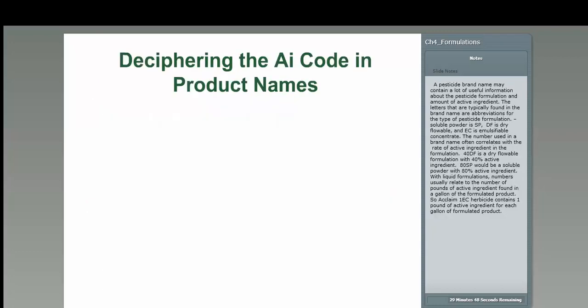A pesticide brand name may contain a lot of useful information about the pesticide formulation and amount of active ingredient. The letters that are typically found in the brand name are abbreviations for the type of pesticide formulation. Soluble powder is SP, DF is dry flowable, and EC is emulsifiable concentrate. The number used in a brand name often correlates with the rate of active ingredient in the formulation.